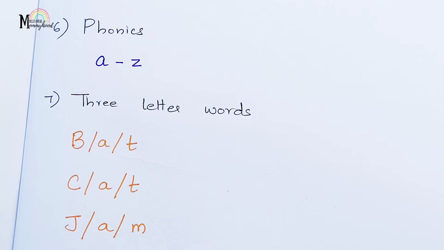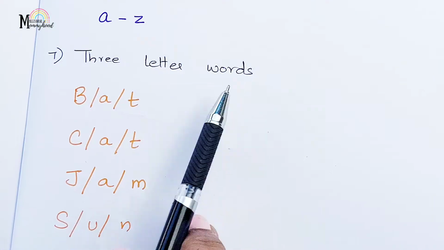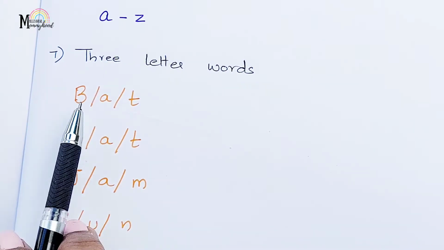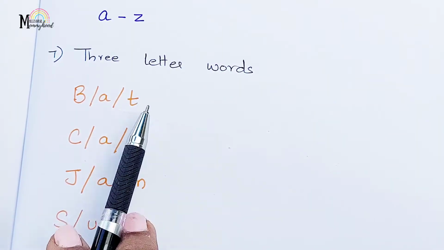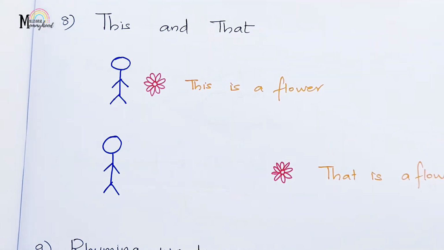Next comes the 3-letter words, wherein using the sounds of phonics, they have to join the letters together to form the entire word. For example, at, bat. So they'll be joining together to form these words. 3-letter words will only be given at this point.